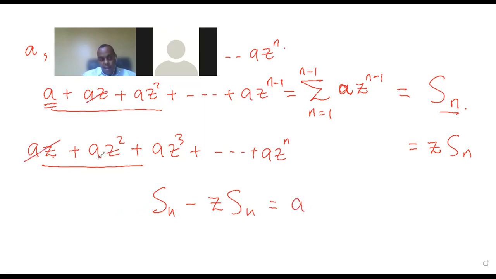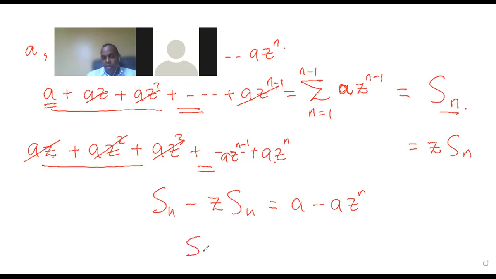all this cancels out, and then this one cancels with some aZ to the power n minus 1, but this is left behind. But you see, we are subtracting the top minus the bottom, so it's going to be minus aZ^n. Yes, in this case, right.